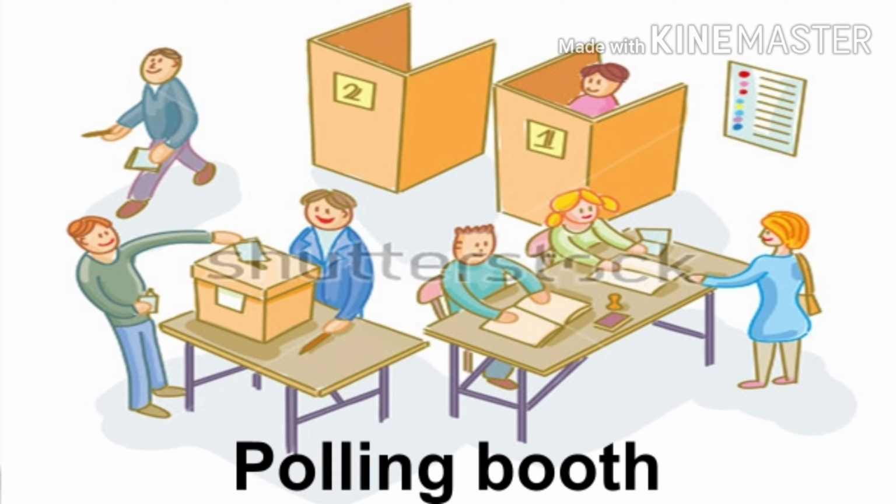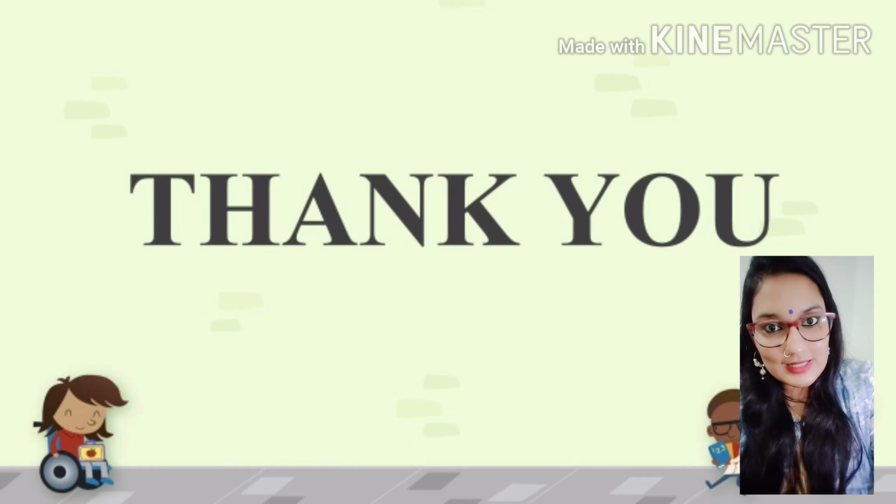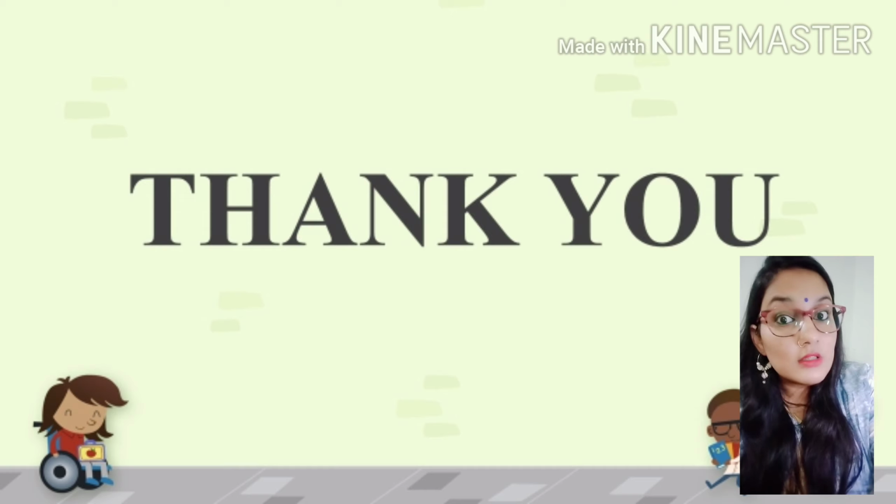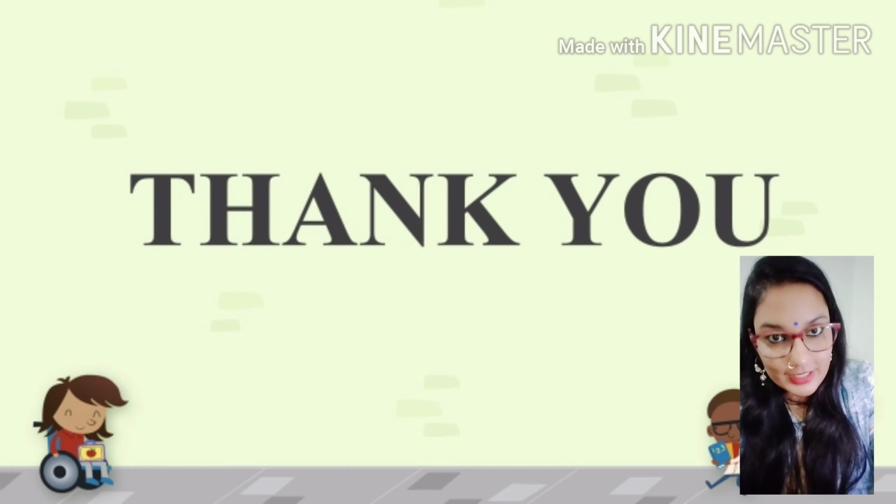There are many features of democracy, but these were the nine main fundamental principles of democracy. That's all for today's class. Students, in the next class, we will be learning about the other two main governments, that is dictatorial and communist.